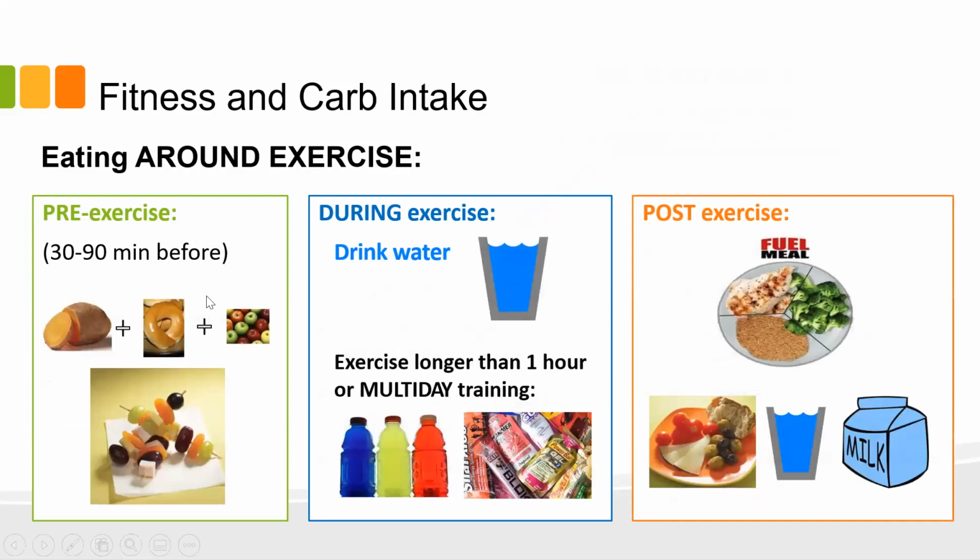So here's some graphics. You can see the pre-exercise: potatoes, bagels, apples, fruit, those kinds of things. During exercise, drink your water, and if longer than an hour, maybe a sports drink or a sports gel if you feel that you're losing electrolytes. After, a proper meal: the focus on carbohydrates with a little bit of protein, a little bit of fat in there.